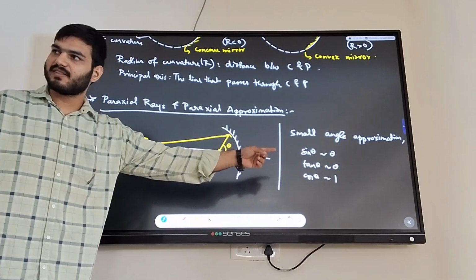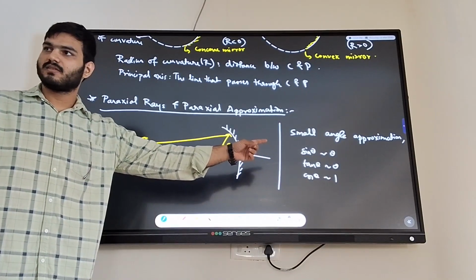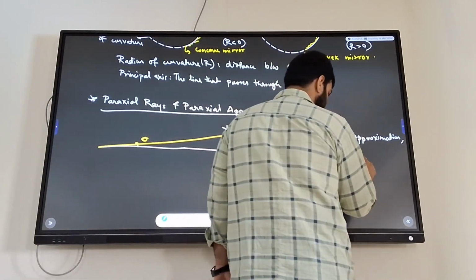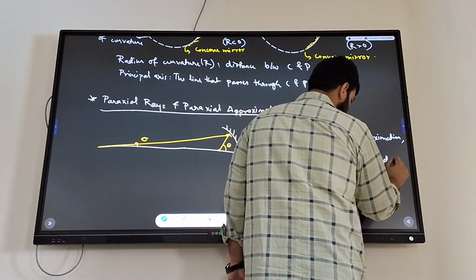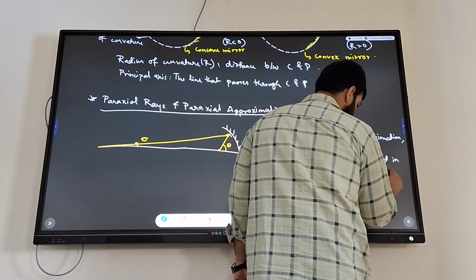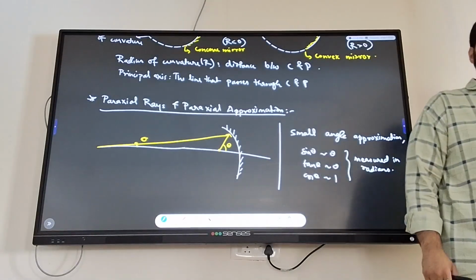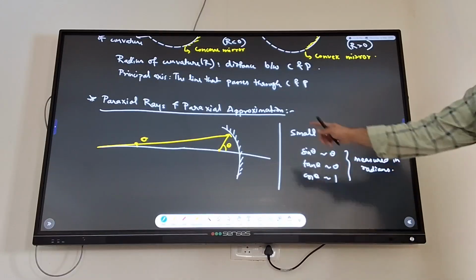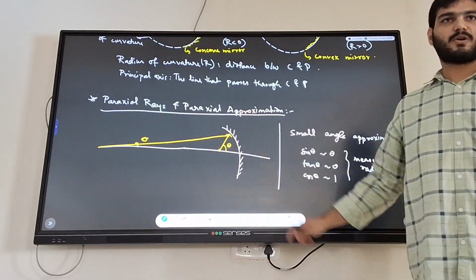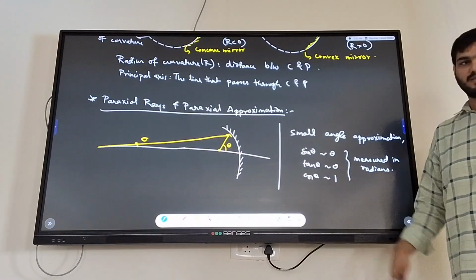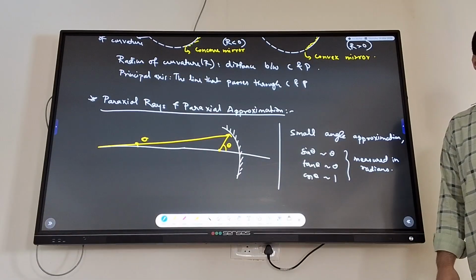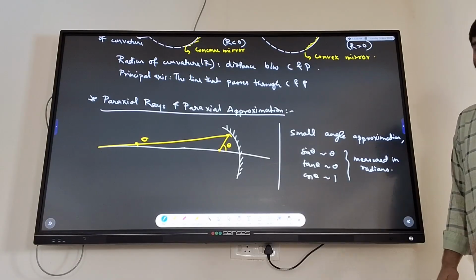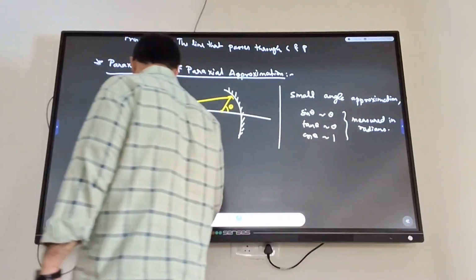That theta, how is it measured? In what units? Radians, not in degrees. Measured in radians. So what can we apply? In general in ray optics, we can apply this approximation. This is a good enough approximation. I will keep on using this repeatedly, and you should understand why I am doing this. Okay? There's another thing that I have to highlight.